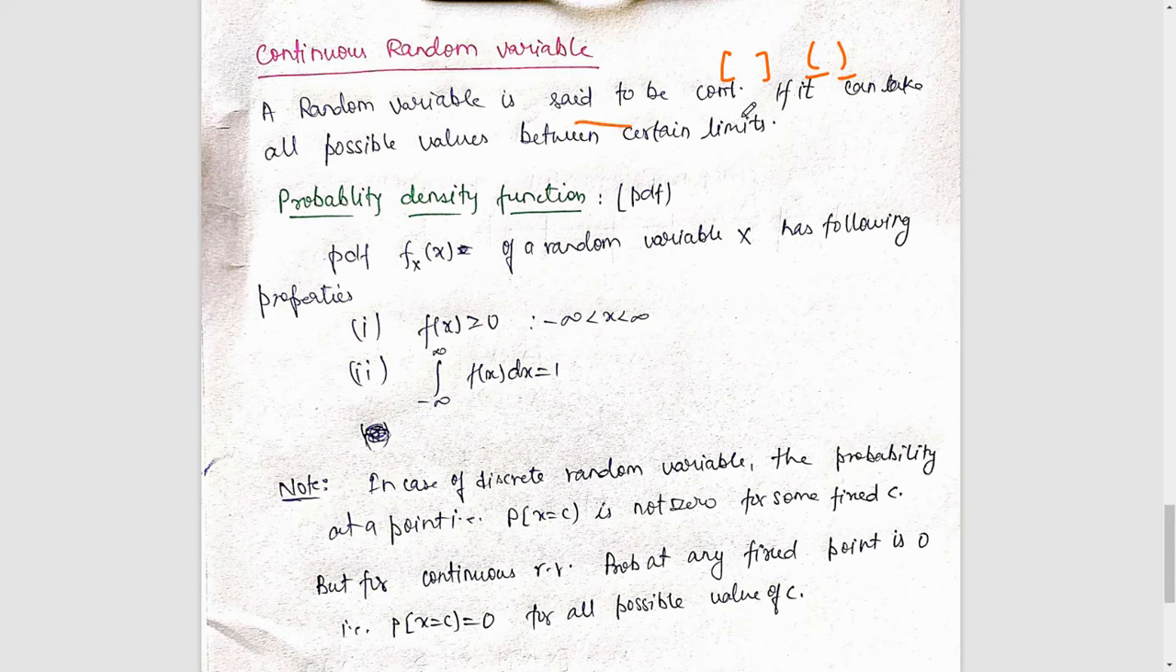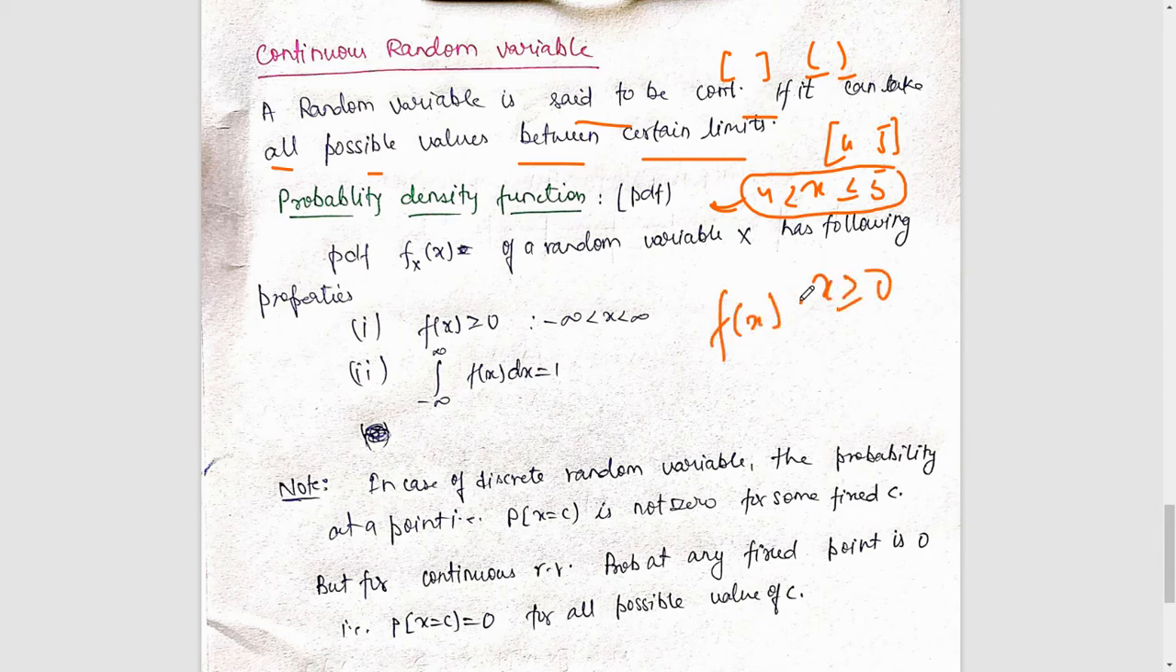A random variable is said to be continuous if it can take all possible values between certain limits. Limit means there will be a certain interval. Let's say this is from 4 to 5, or x greater than or equal to 4 and less than or equal to 5. So this is a limit. If a random variable is defined on the basis of something like this, it can take all possible values within certain limits. Generally you will see a random variable x greater than or equal to 0, meaning some function f(x) is defined for x greater than or equal to 0. It means that it takes all the values between 0 and infinity. So it can also take 0.1, 0.0001. So it is defined for all the values.